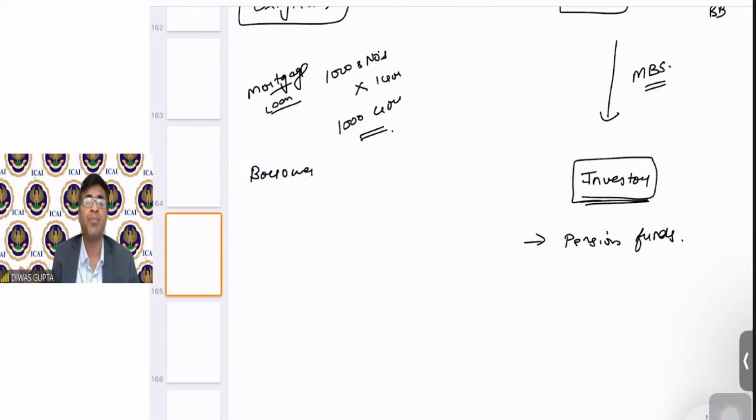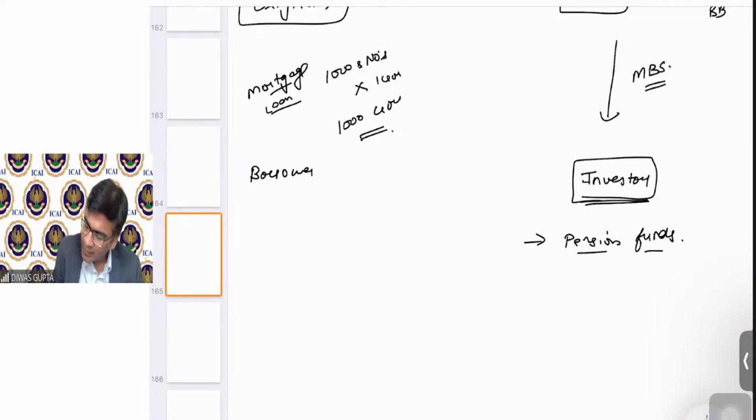Similarly, EPF, the Employees' Provident Fund, right? Or the Public Provident Fund, right? Within that, there is a pension fund. So pension funds, or let's say provident funds, will have amounts to be invested because they will have the collections from all the individuals like us.